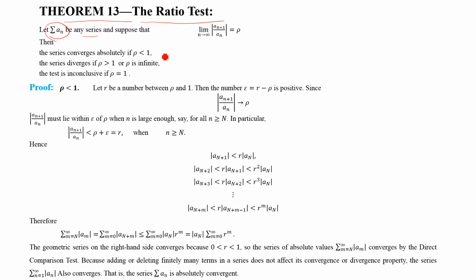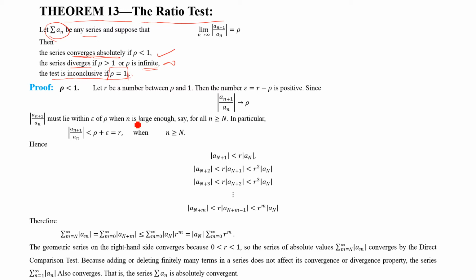So let's see what is in store for different values of rho. The series converges absolutely if rho is less than 1. You have to keep this in mind. The series diverges if rho is greater than 1 or rho approaches infinity. And the test fails, or the test is inconclusive. We cannot conclude anything from this test if rho is equal to 1. And we will see this part with the help of an example.